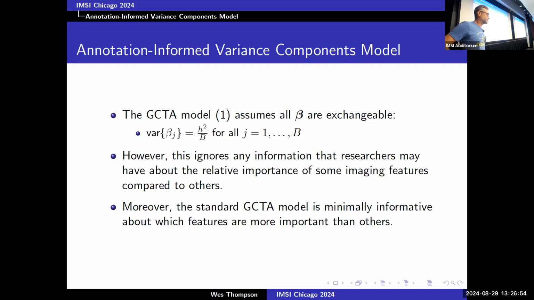So I thought maybe we could do something similar in brain imaging, basically using a GCTA type model. But it's a little unsatisfactory because GCTA assumes that all the loci are exchangeable, so they all essentially explain the same amount of variance. And this ignores any kind of biological information we may have about the imaging features, the relative importance of different features, or the biological characteristics of the features.